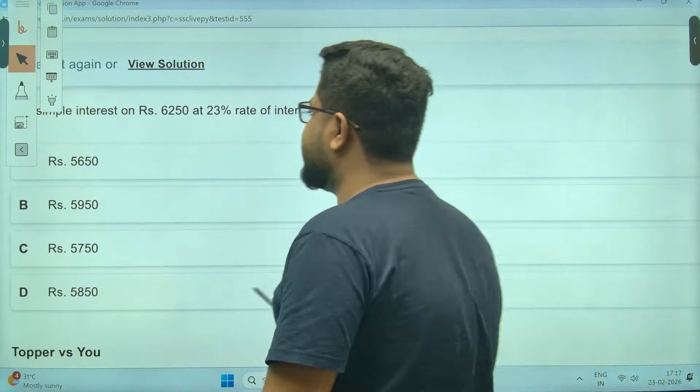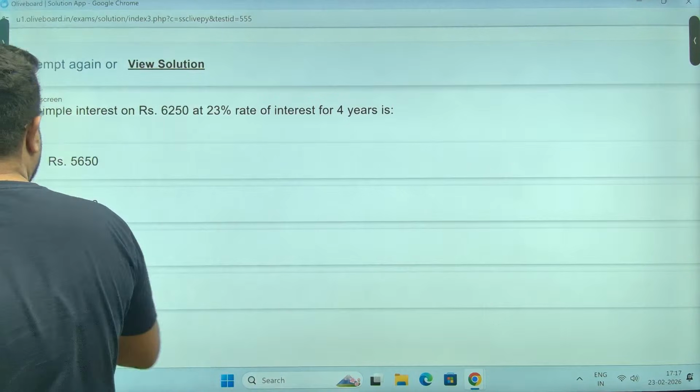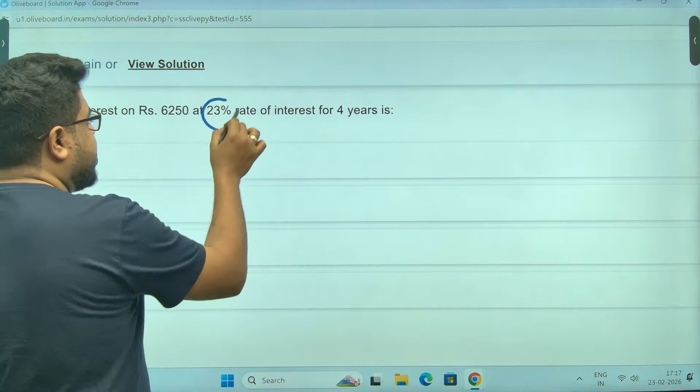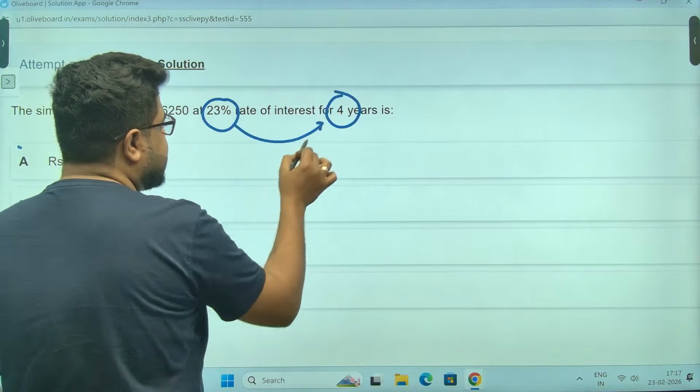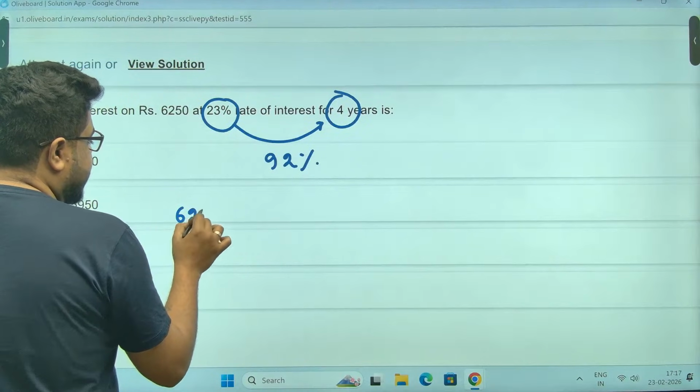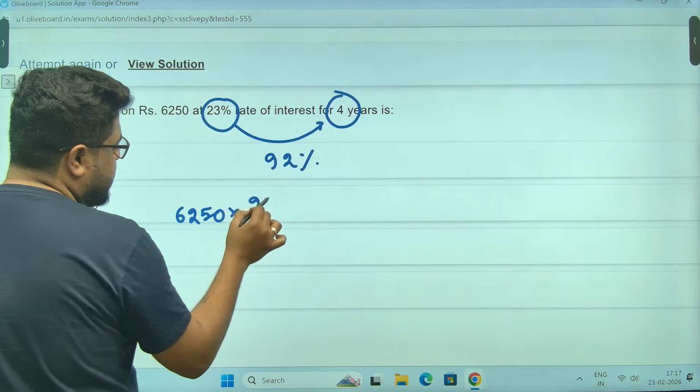Chalo, next, simple interest. Again, they will just make us calculate, I guess. 23% for 4 years. Total percentage 92%. So my answer will be 6250 into 92 by 100.